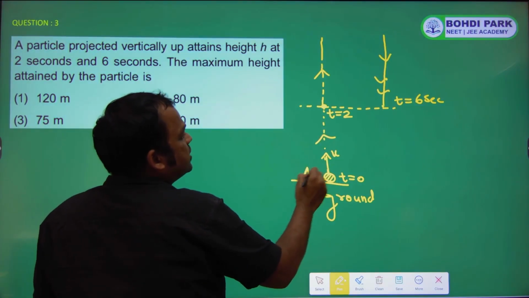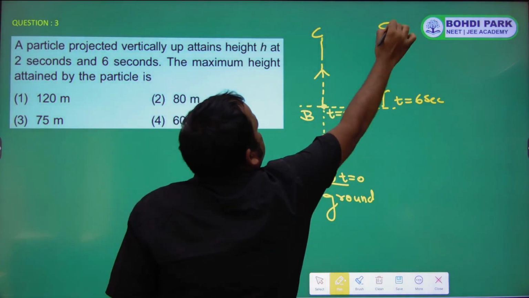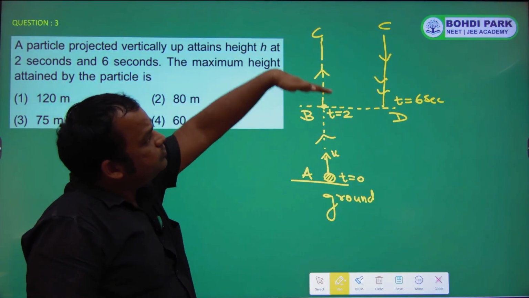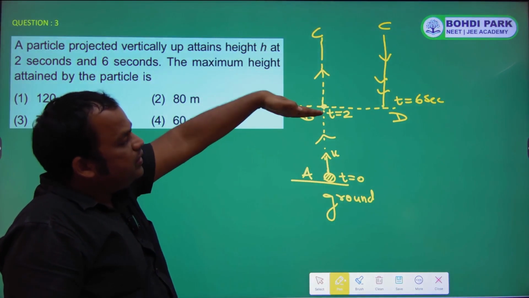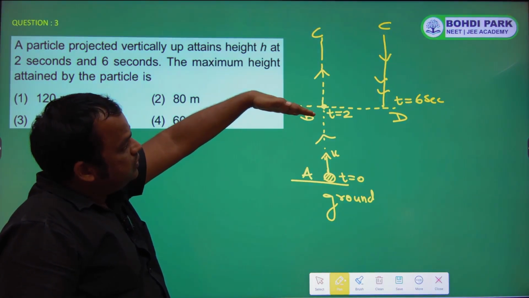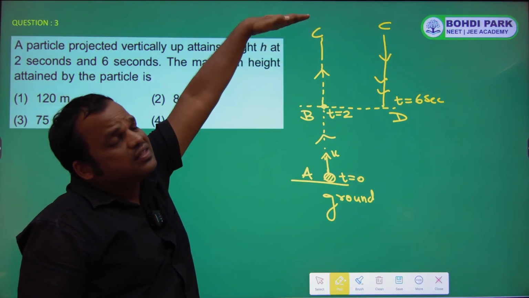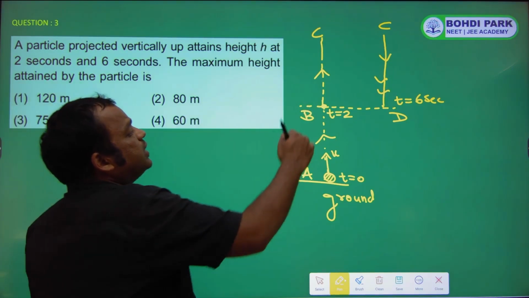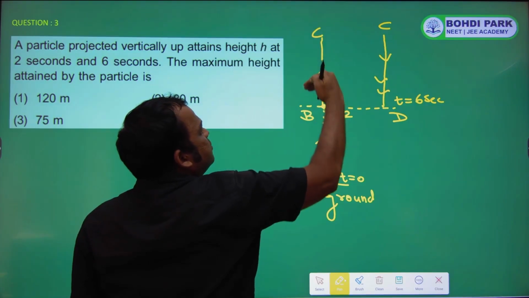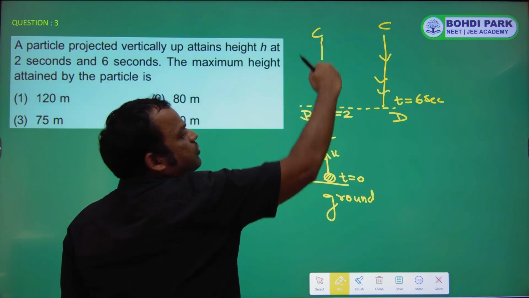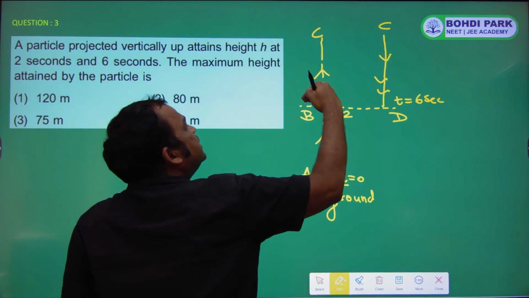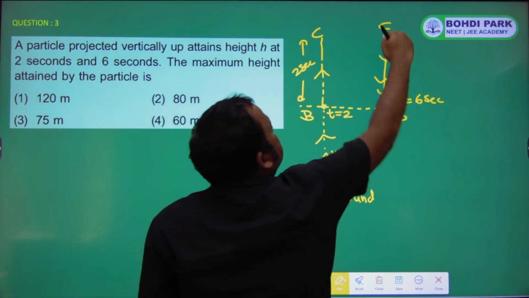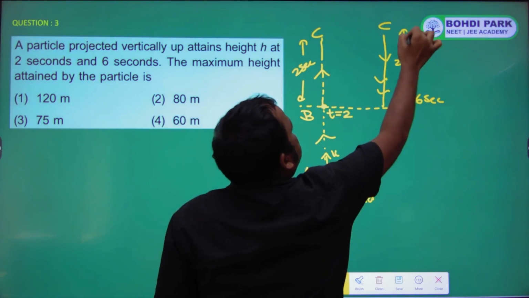So suppose this point is A, this point is B, C, and this is D. So when it is going up, A to B time taken is 2 seconds. Then A to B to C, then C to D, time taken is 6 seconds. So that means B to C and C to D, time taken is 4 seconds. So B to C time taken is 2 seconds and C to D is also 2 seconds.